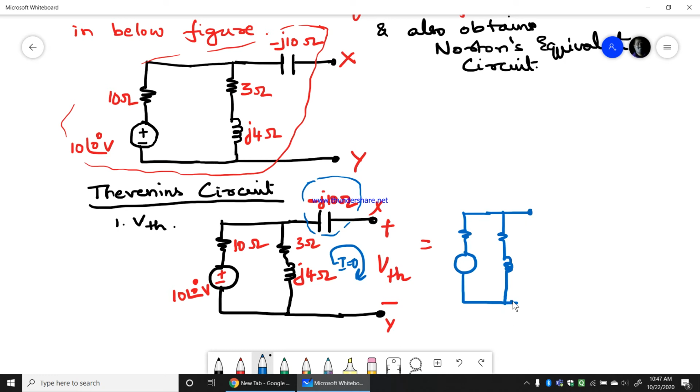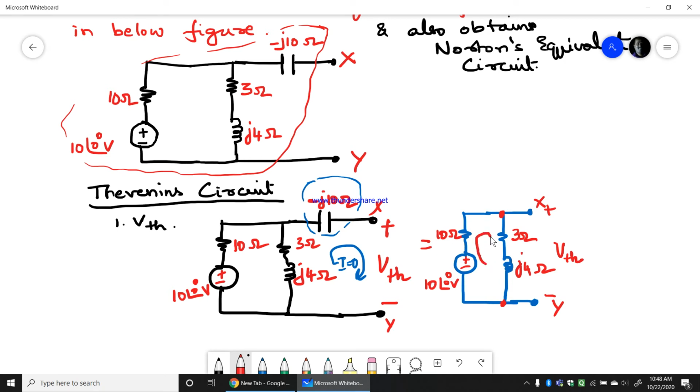So now this becomes x and y. I need to find out what is VTH across this load terminal, which is open. So this is 3 ohm, 4j ohms, plus minus 10 at an angle 0 degree volts, 10 ohms. If you carefully see this problem, the VTH, which is the voltage across this load terminal, is nothing but the voltage across this branch, right? Voltage across that particular branch.